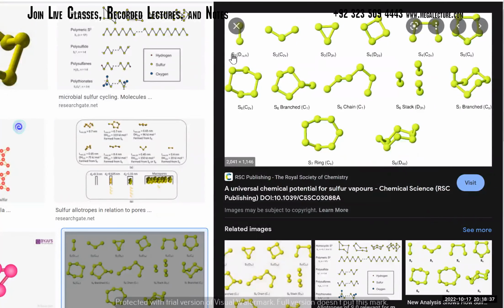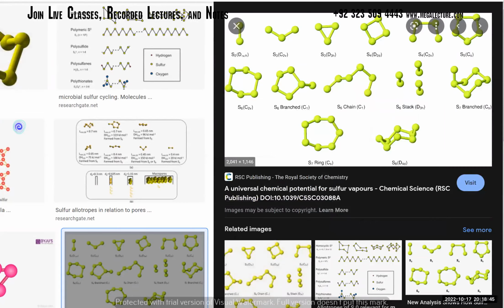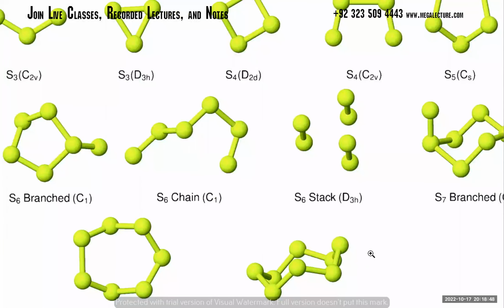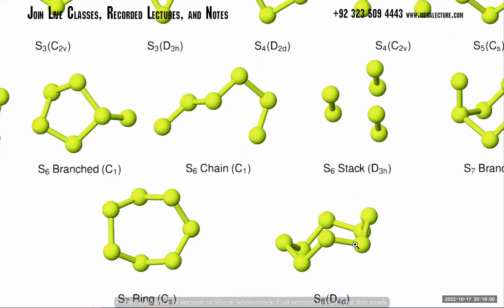So there's an S2 as well. There's S with 3 sulfurs connected. There's an S with 4 sulfurs. There's a 5 sulfur one. The more common one is the S8 one. That's the more common one. That's the yellow sulfur that you have. That's this one.